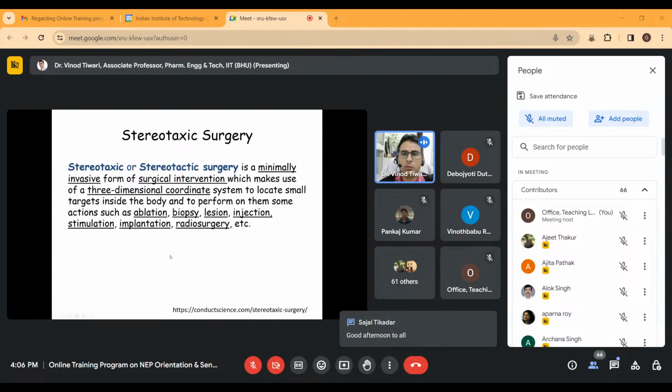So firstly, what is histotoxic surgery? That is the very first question for anybody new to this field. It's a minimally invasive form of surgical intervention which makes use of a three-dimensional coordinate system, XYZ. We live in a 3D coordinate system, XYZ, to locate small targets inside the body and to perform actions on them such as ablation. We'll talk about that later, but let's talk about this first.